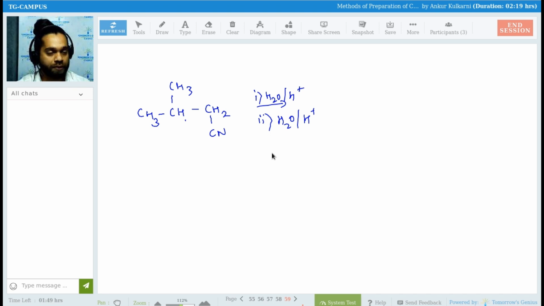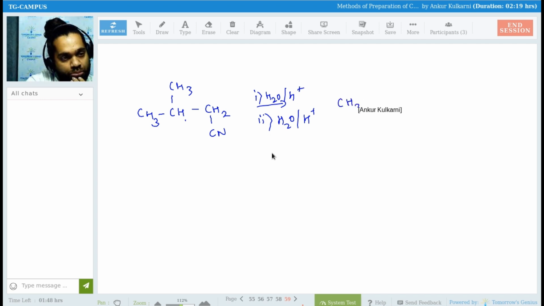Sir, yes, Sasidaran, it's 3-methyl butanoic acid. 3-methyl butanoic acid. Why not 2-methyl? Sir, COOH is at the last, so we should take from the functional group. Is it the rule that you have to start from the functional group? You have given the correct answer. But what is the actual reason?